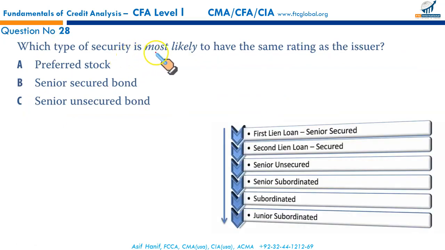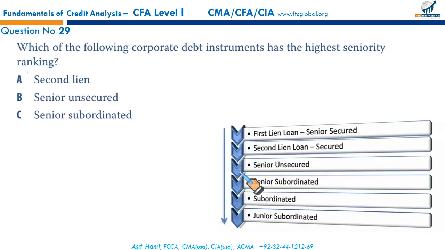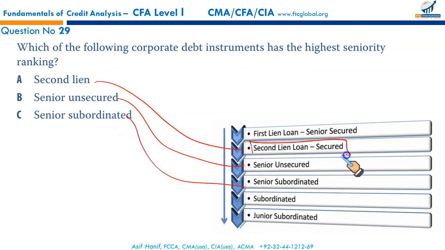Which type of security is most likely to have the same rating as the issuer's? Again, a textbook based question, straightforward. The senior unsecured bond. The issuer credit rating usually applies to its senior unsecured debt. Straightforward approach. C is the right option. Which of the following corporate debt instruments has the highest seniority ranking? Second lien is here, senior unsecured here, senior subordinated here. So the highest amongst these three is second lien loan, and that is A.